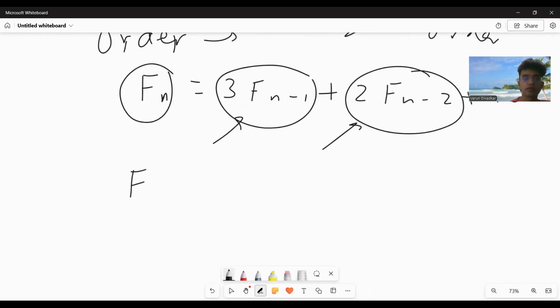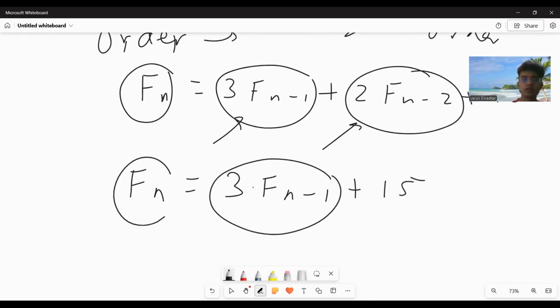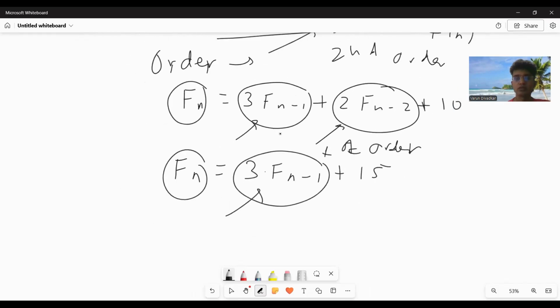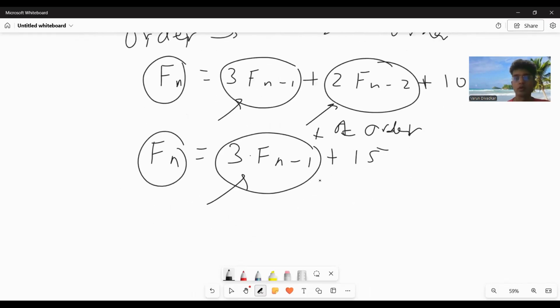But then take, for example, another one. Let's say f of n equals 3f of n minus 1 plus 15. So this is a first order recurrence relation because the current term depends only on the previous one term. This is a first order recurrence relation. Clear? So these are the different types of recurrence relations, and the different categories and the order.